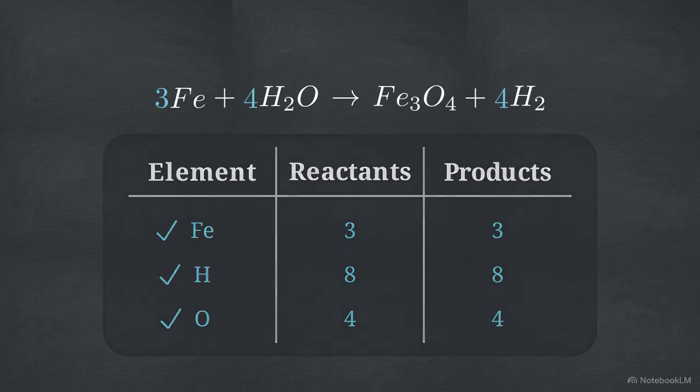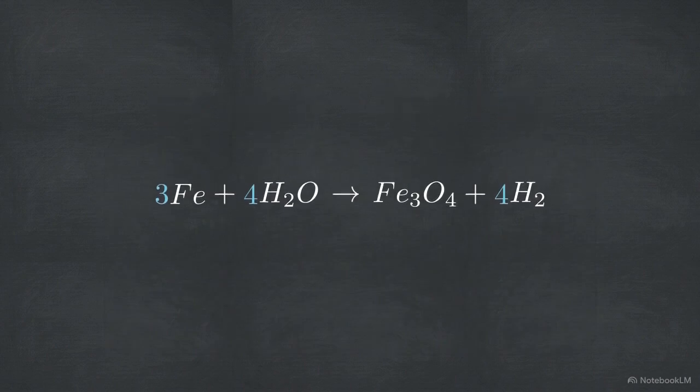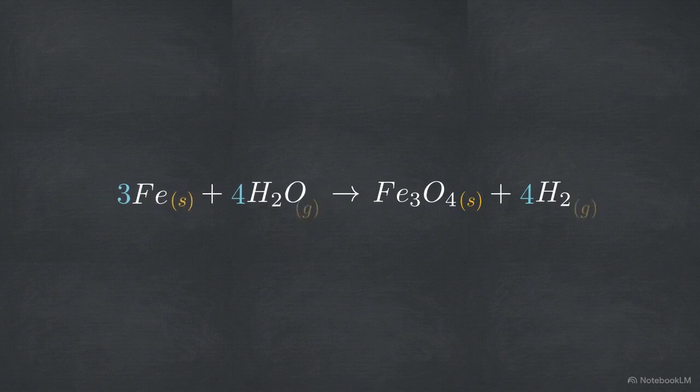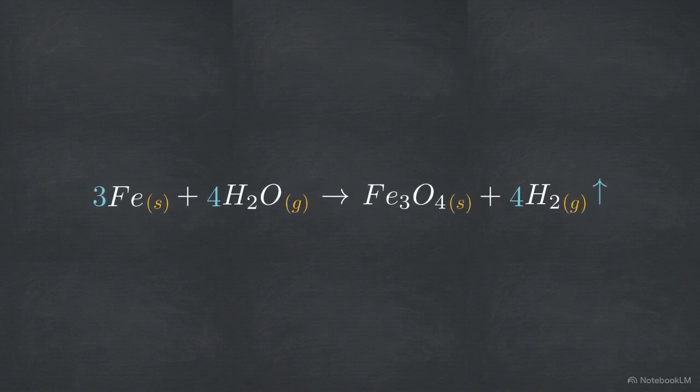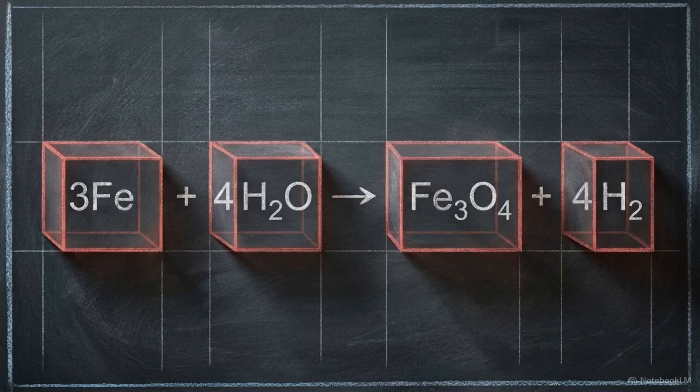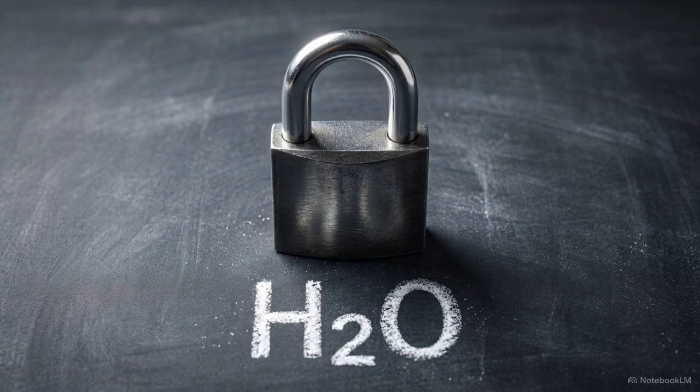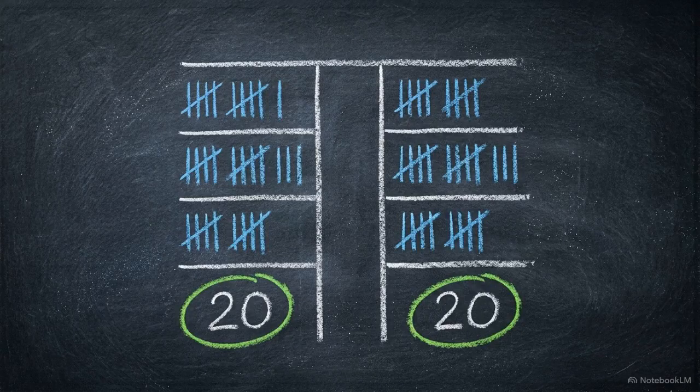To translate this math back to the physical world, we append physical states to the formulas. An S in parentheses designates solid iron and solid iron oxide, while a G indicates hydrogen gas. Additionally, when a gas is released during a reaction, it receives an upward-pointing arrow to show it is liberated from the mixture. We now have a mathematically verified, exact blueprint of how these molecules interact. By locking the chemical identities and carefully tallying the atoms, you prove the law of conservation of mass on paper every time you balance an equation.